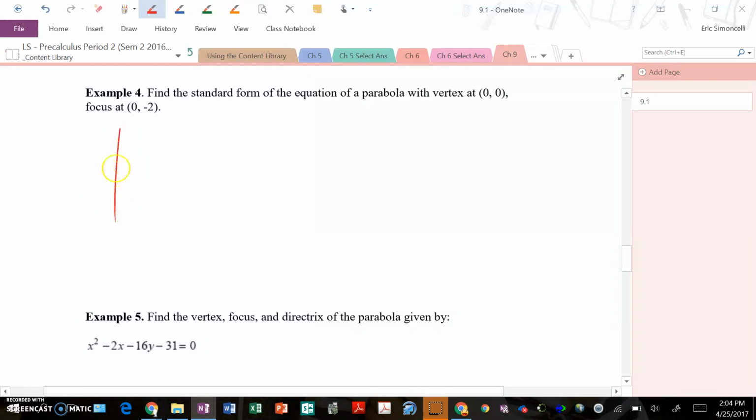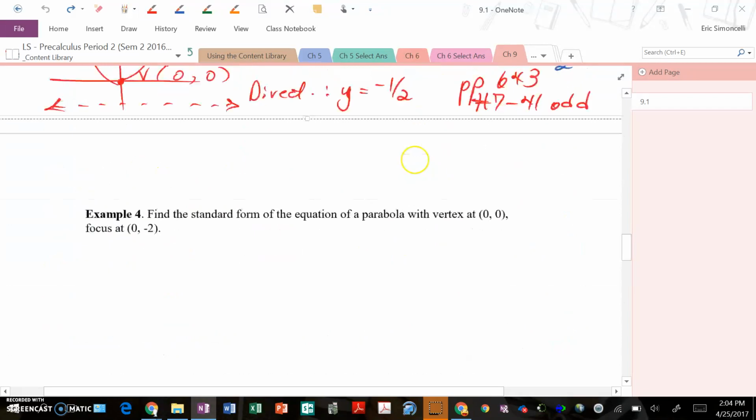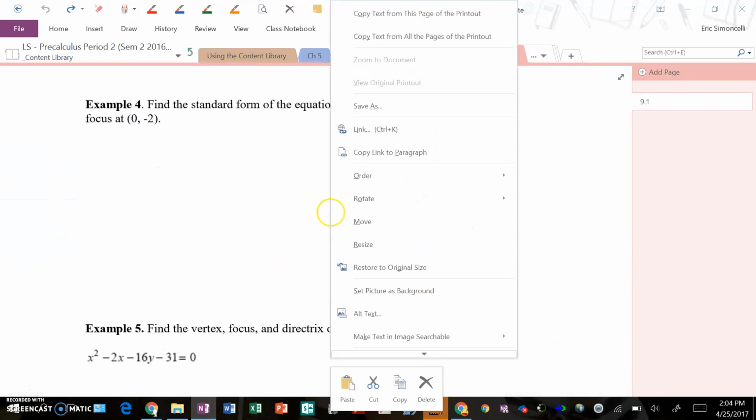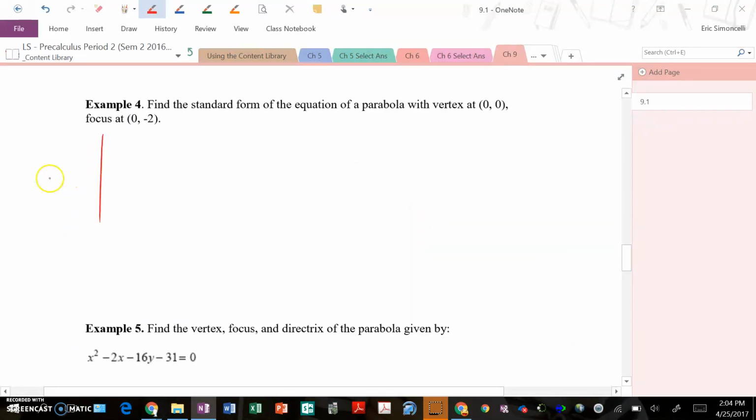So let's draw a quick little XY axis. Okay, and our vertex here of 0, 0, and our focus 0, -2. So just based on that information alone, we can assess that this particular parabola is going to open down. Let's just draw a quick sketch. It doesn't have to be really that precise. Just draw your picture to get the basics down.